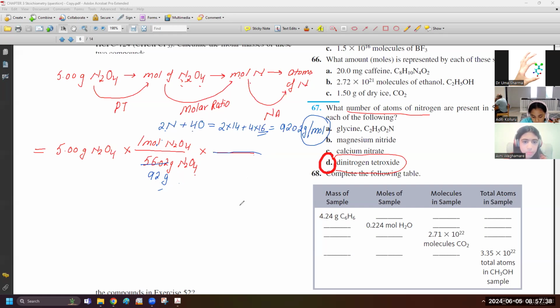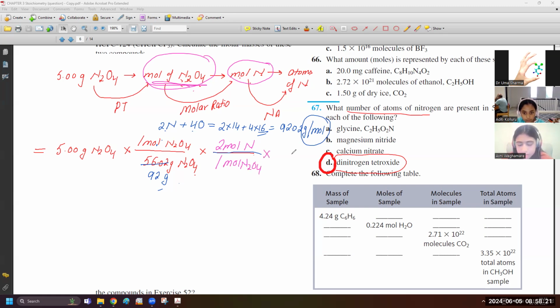Okay, what is the next ratio, girls? Going from moles of N2O4 to moles of nitrogen. On the top, moles of nitrogen, cancel. How many moles of nitrogen are there in 1 mole of this? 2. Yes, so 2 moles of nitrogen over 1 mole of N2O4. Yes, very good, Avni.